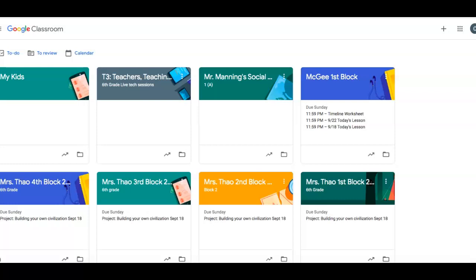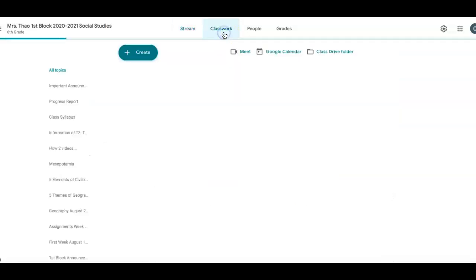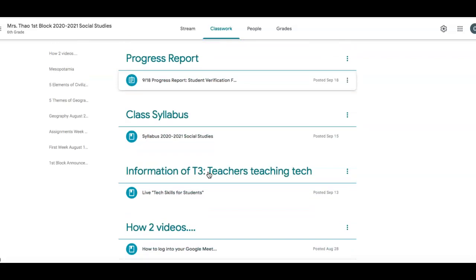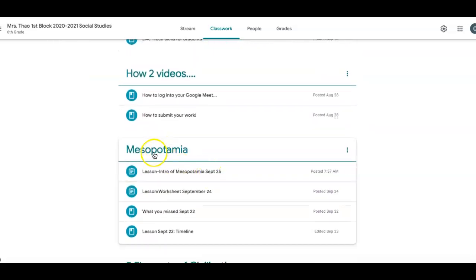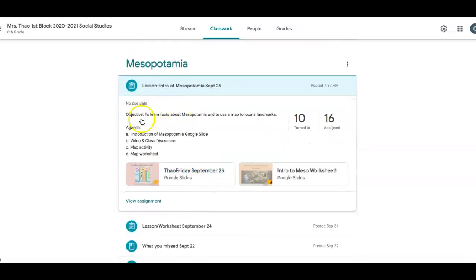If you missed today's class, please make sure you go to your block. I'm just going to pick one here. And you go to classwork. And I want you to go to Mesopotamia, the folder for Mesopotamia. Today we will have an introduction of Mesopotamia. Click on the lesson, intro to Mesopotamia. Our objective is to learn facts about Mesopotamia and to use a map to locate landmarks.